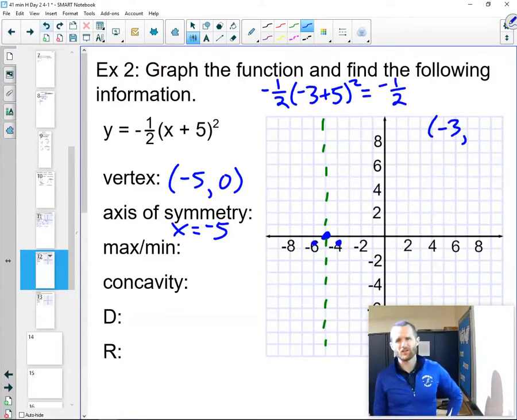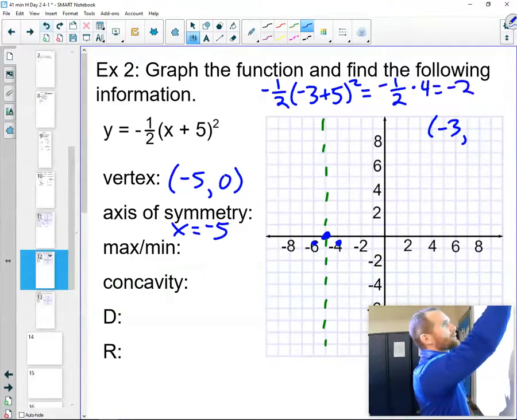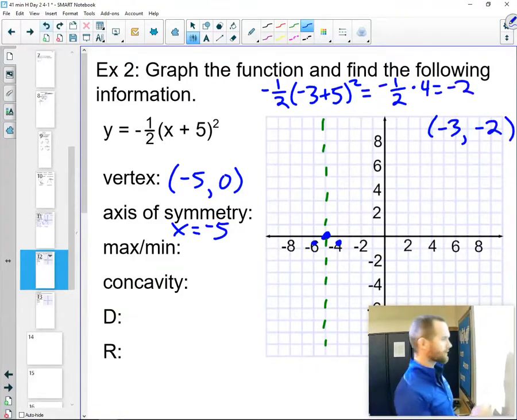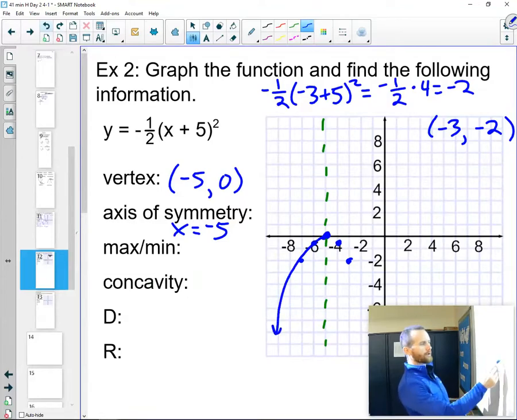So -3 plus 5 is 2. 2 squared is 4. So that's going to be -2. So -3, -2. And fold it over. 1, 2, 1, 2. There we go. And that gives us a little bit of a wider parabola.